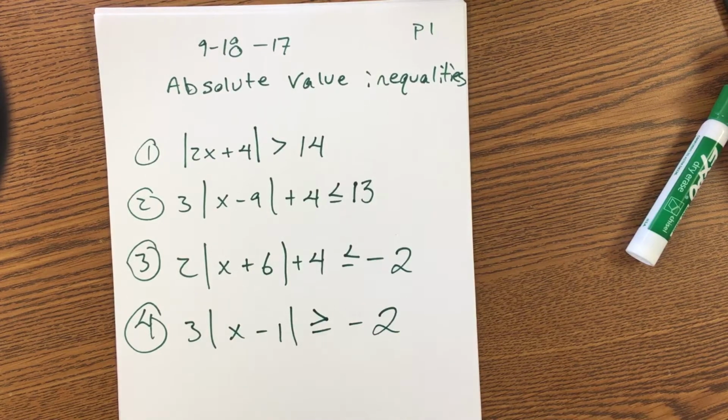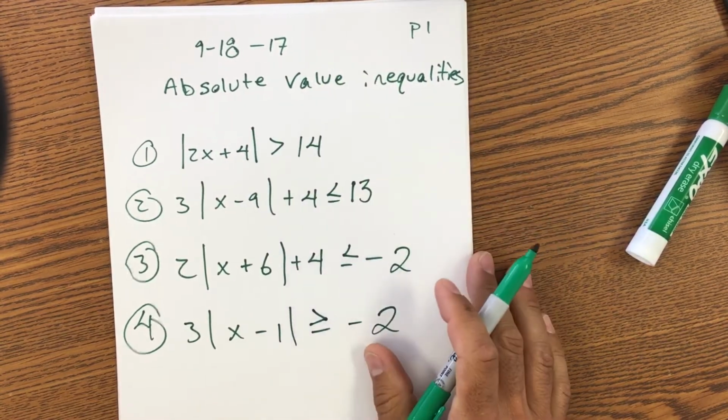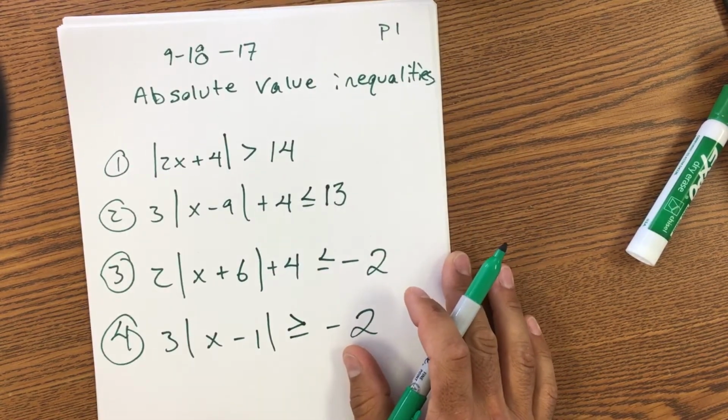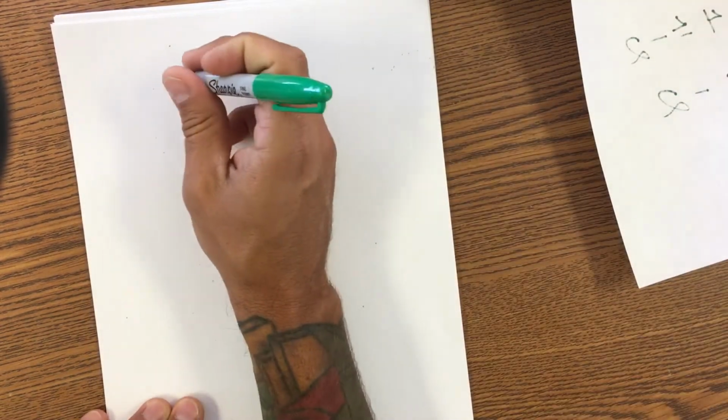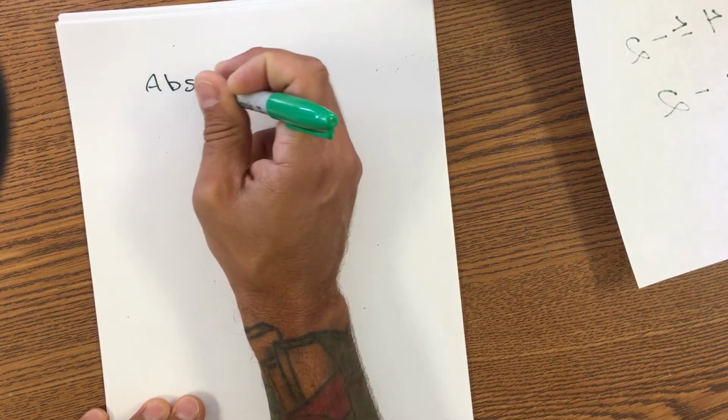All right, I'm going to go over absolute value inequalities. Inequalities means that I have one of these symbols instead of an equal sign. We're going to treat them primarily the same, but there will be a couple of slight differences. So first thing is I want to get the absolute value alone, just like with equations.